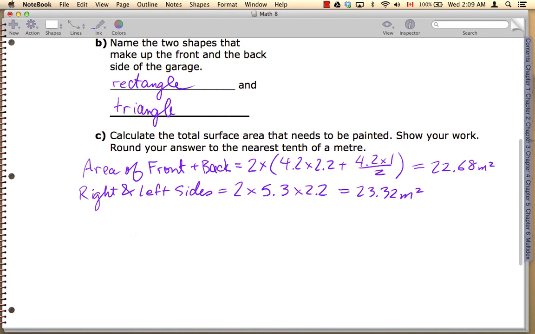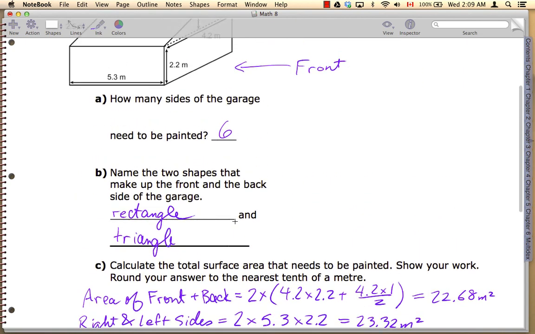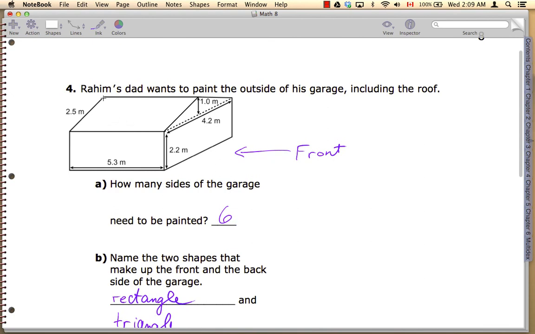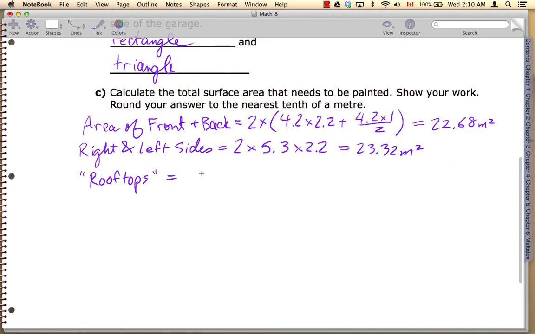And finally, if we take a look at the rooftops, which apparently they're going to paint as well, a little bit strange, but okay, whatever. They are rectangles as well. So we've got 2.5 by 5.3, and it is the same on the other side, so I'm going to go times 2. And this gives me a total surface area for the rooftops of 26.5 square meters.